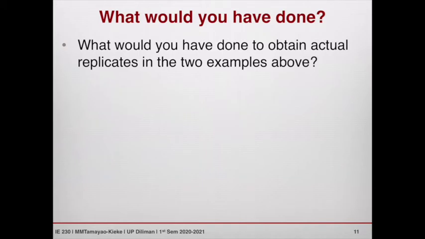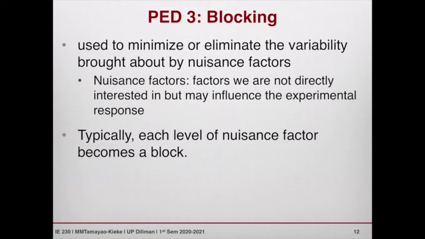So, what would you have done? What would you have done to obtain actual replicates in the 2 examples above? Now let's move to the third principle of experimental design, which is blocking. Blocking, as Montgomery describes, is a design technique used to improve the precision with which comparisons among the factors of interest are made. It is used to minimize or eliminate the variability brought about by nuisance factors.